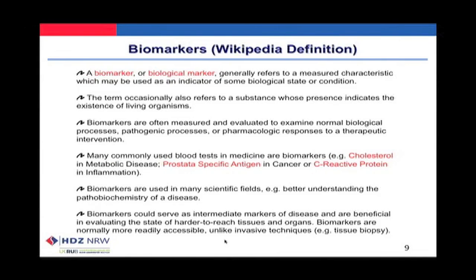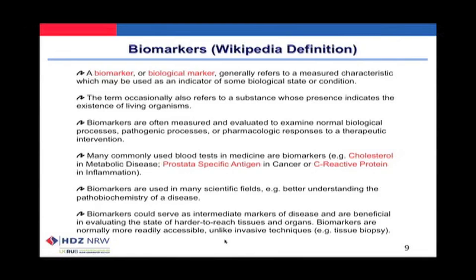Now I introduced you to modifier genes. Just let me introduce you to what we mean when we talk about biomarkers. I just copied the definition from Wikipedia, as I think it is quite easy to understand. A biomarker generally refers to a measured characteristic which may be used as an indicator of some biological state or condition, or here a disease.